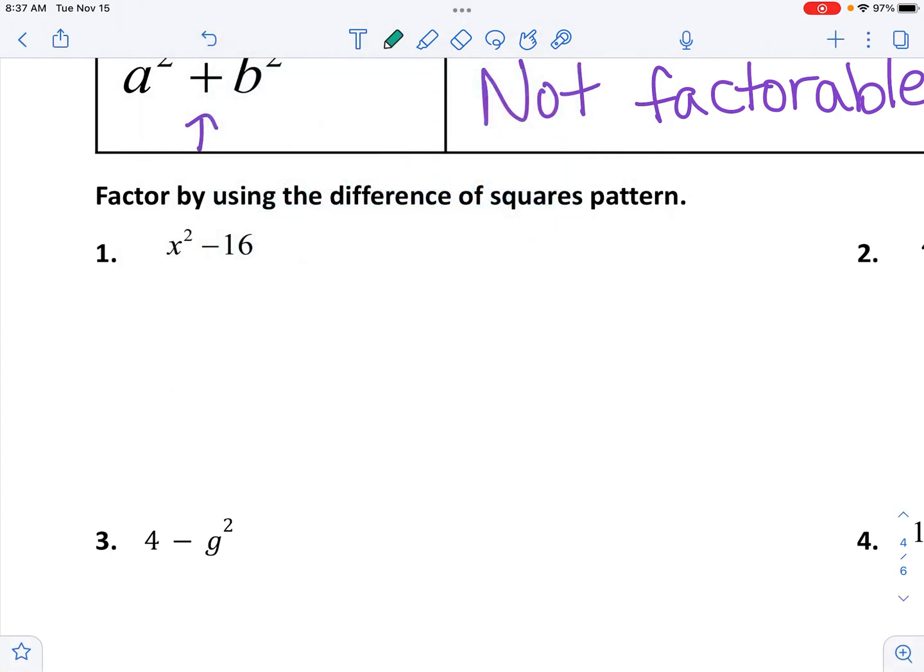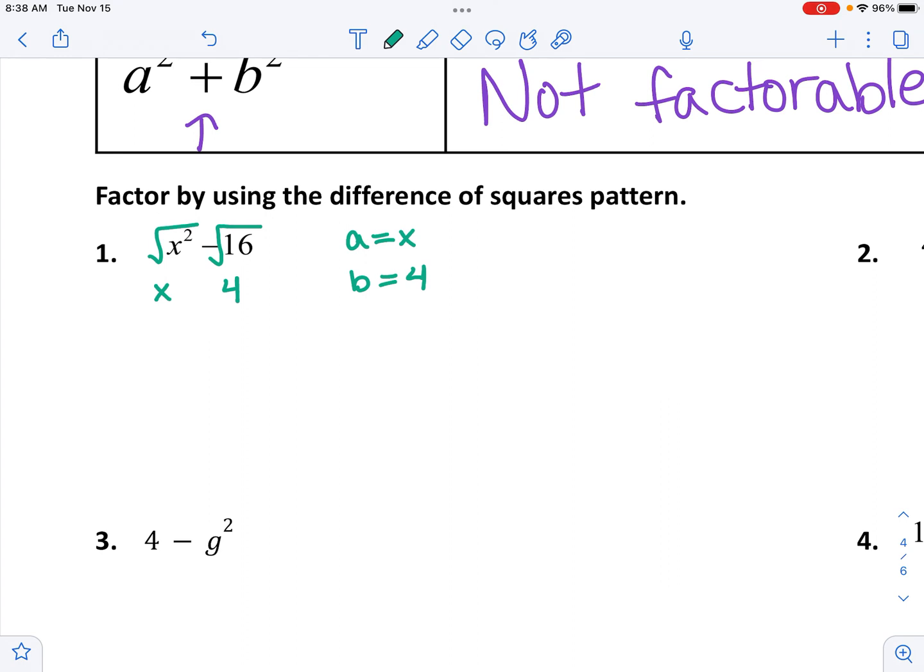Okay, so remember we said square root each term. So I'm going to square root x squared and I'm going to square root the 16. We are not including that negative or that subtraction sign in our square root, okay? So the square root of x squared, we are thinking about what times itself will get you x squared. Well, I know that x times itself is x squared. All right, 16, the square root of 16, what times itself equals 16? Well, 4 times itself equals 16. So that means a is going to equal x and b is going to be 4.